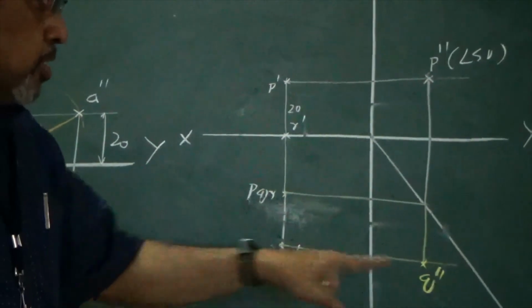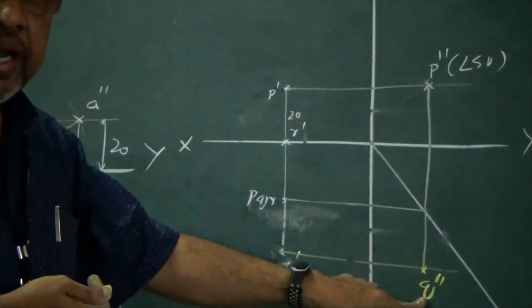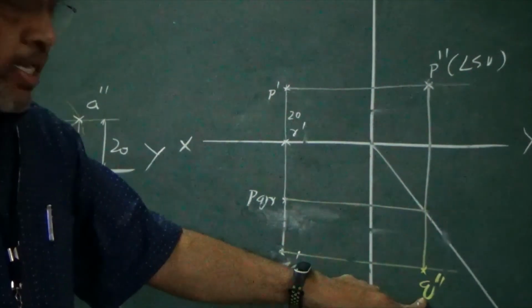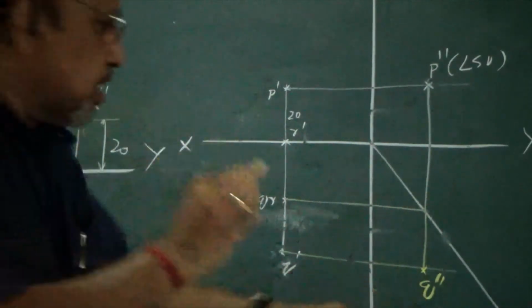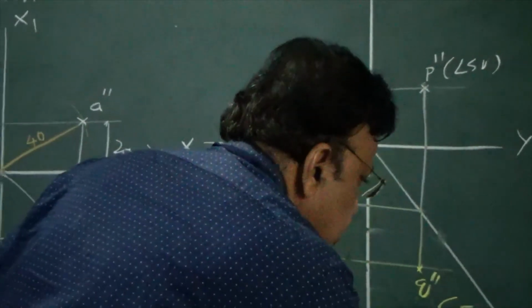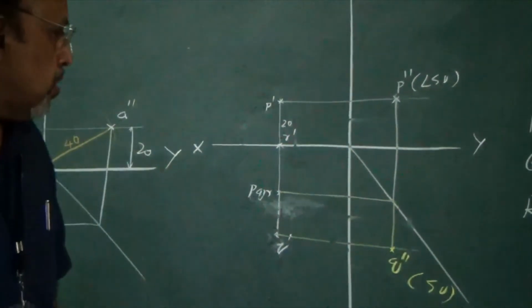Now this side view is in the fourth quadrant. I cannot say whether it is the left side or right side. We simply consider this as the side view. That is our profile view.